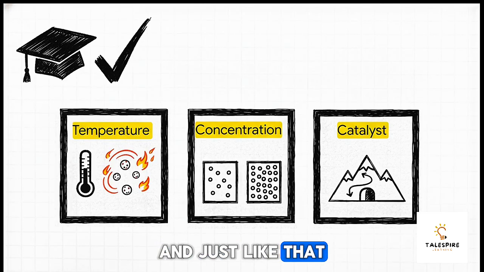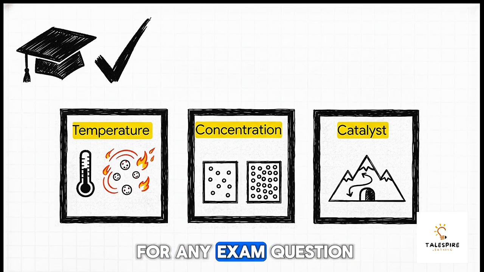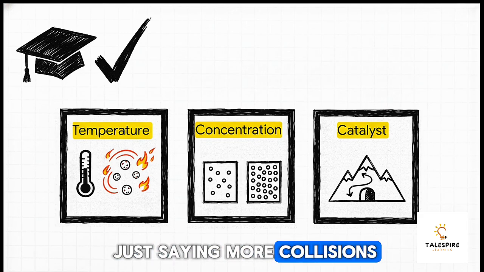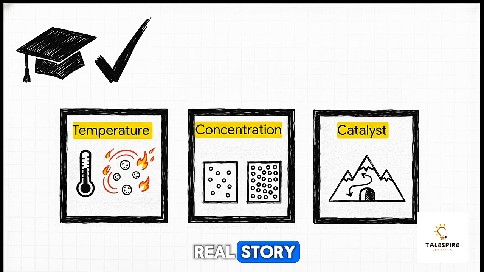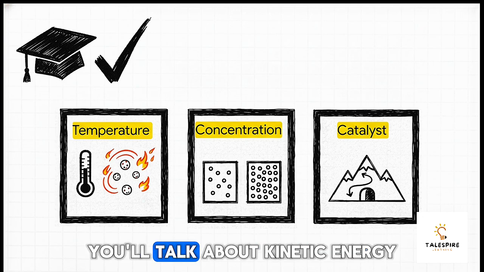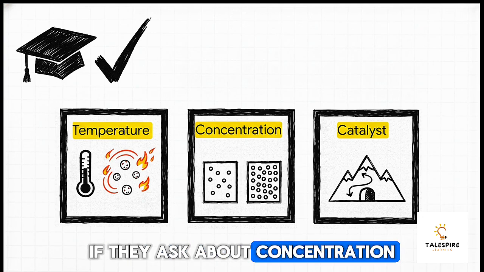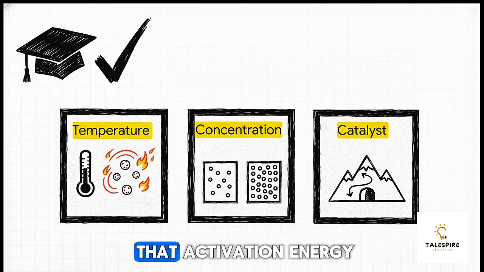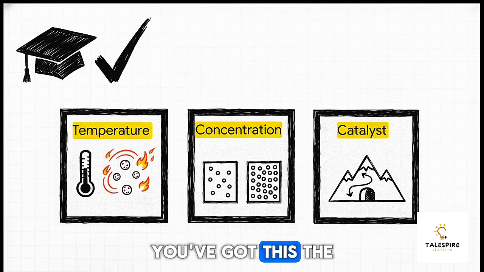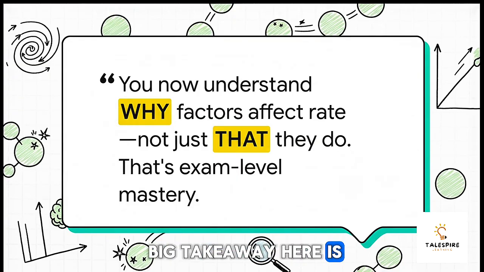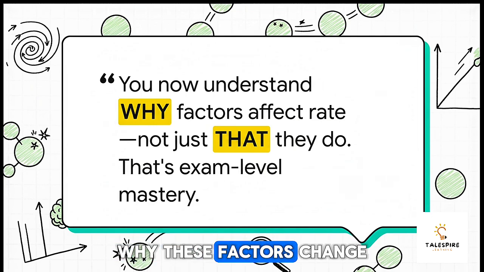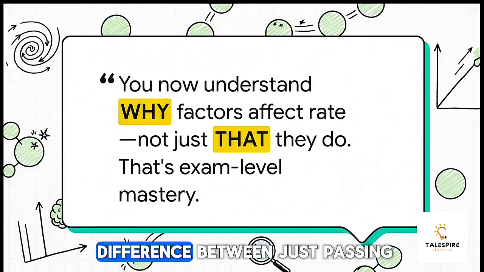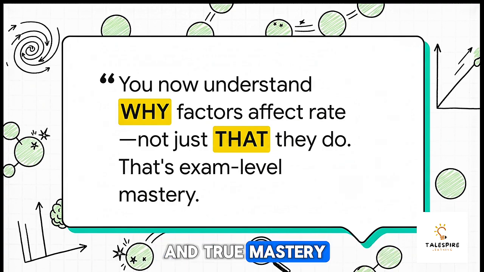And just like that, you are totally ready for any exam question on this topic, because you've moved past just saying more collisions. Now you know the real story. If they ask about temperature, you'll talk about kinetic energy. If they ask about concentration, you'll talk about particle density. And if they ask about a catalyst, you'll talk about lowering that activation energy. You've got this. The big takeaway here is that you now understand why these factors change the rate, not just the fact that they do. And that right there is the difference between just passing and true mastery.